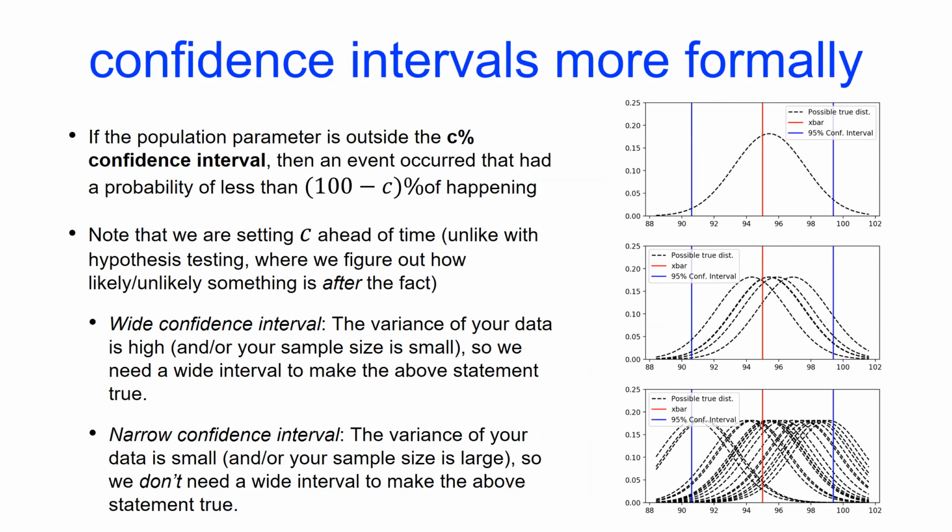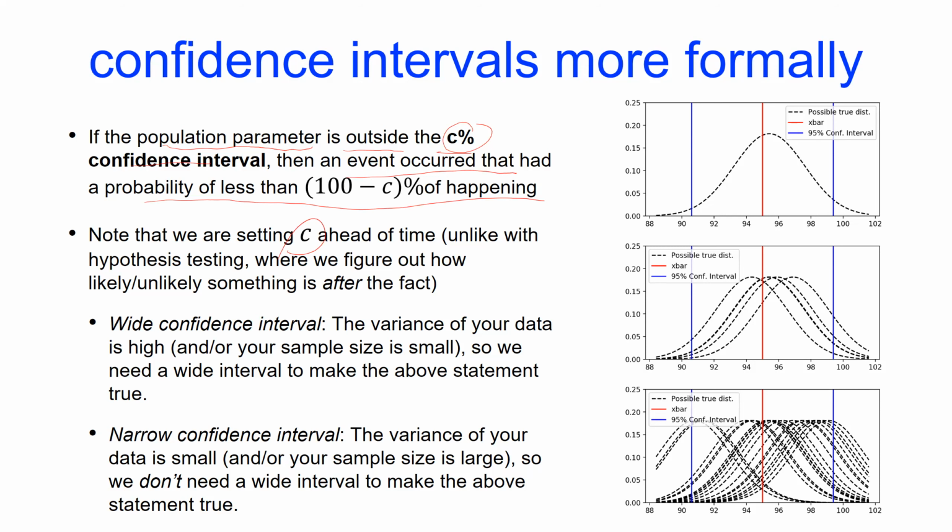To say things a little bit more formally, if the population parameter is outside, let's say, the 95% confidence interval, I will keep using 95 as a particular example here, then an event occurs that has a certain probability. This is essentially talking about likelihood. But the more interesting point is this: of course, here we have to set the 95% ahead of time. This is a little bit different from when we are trying to measure the p-value.